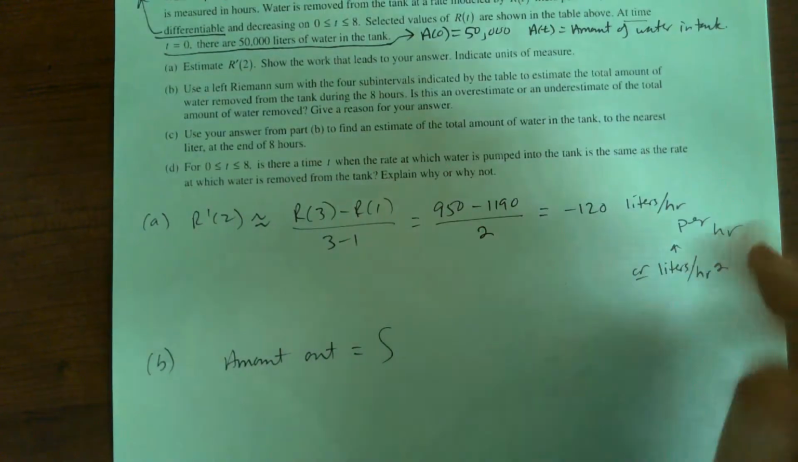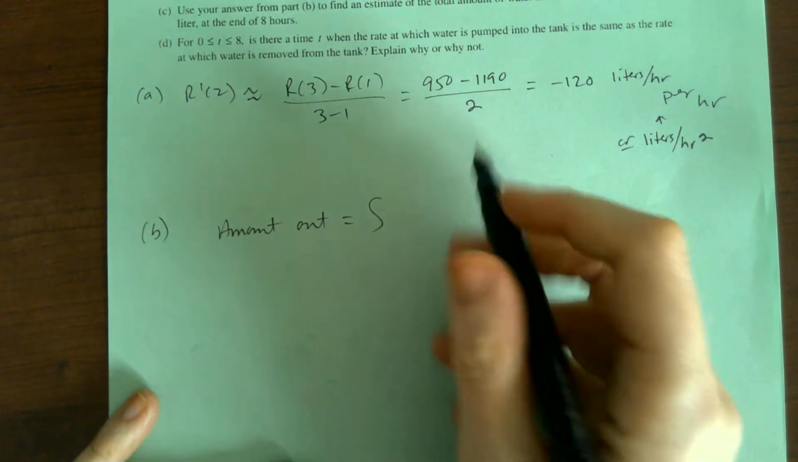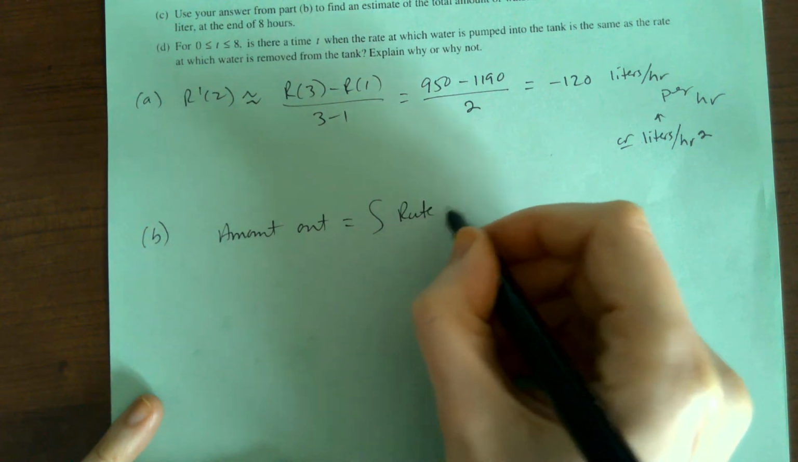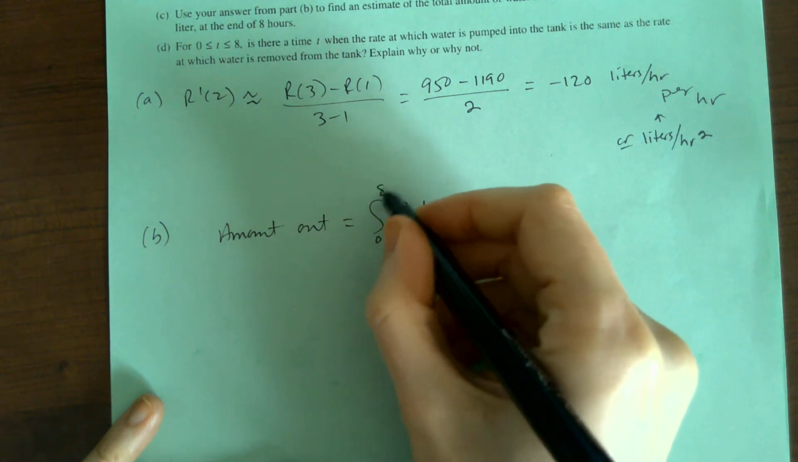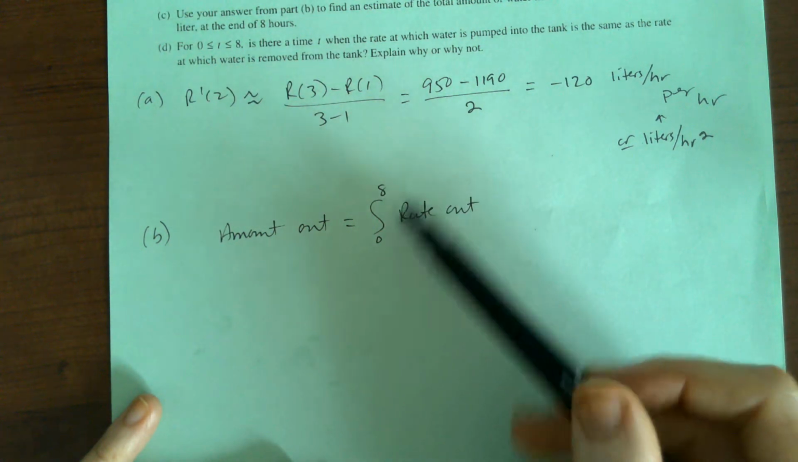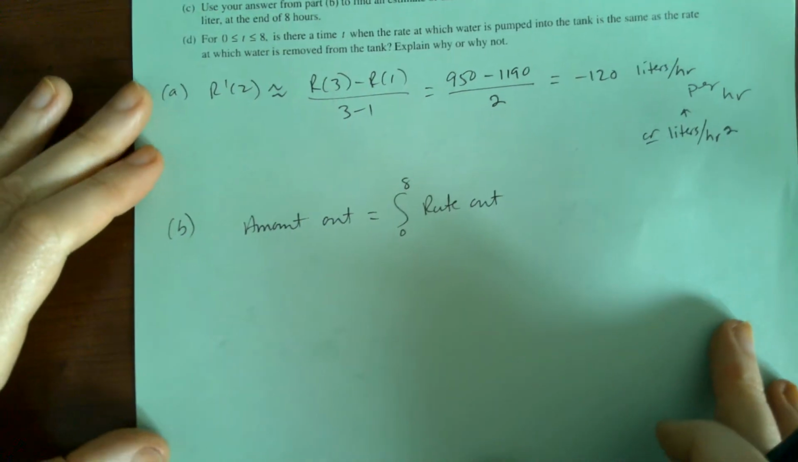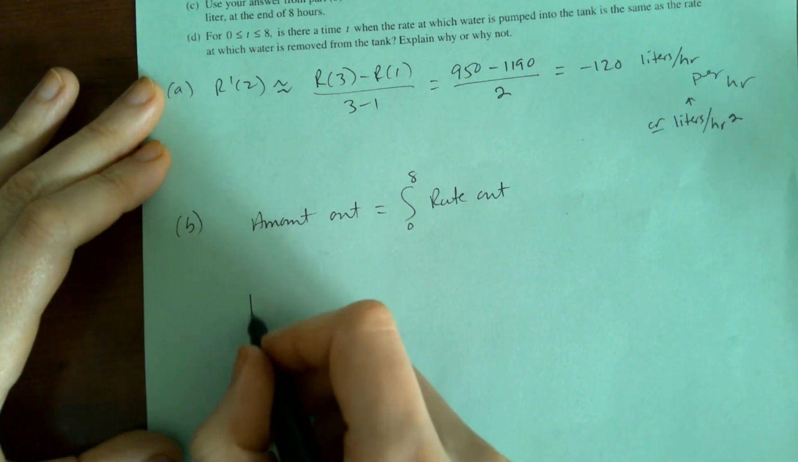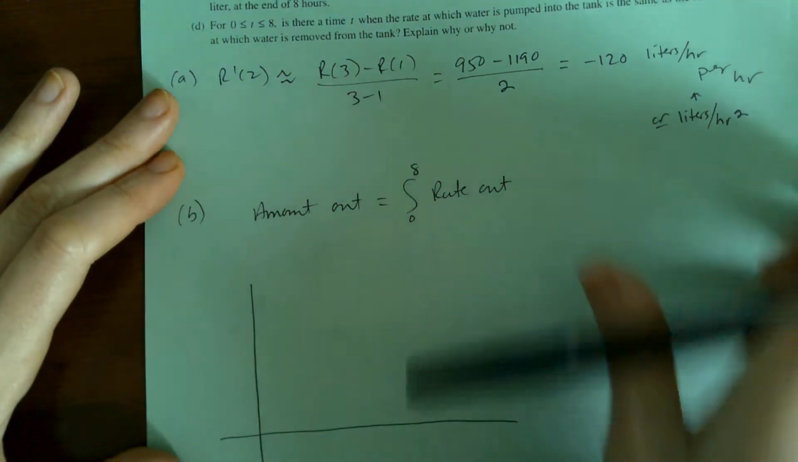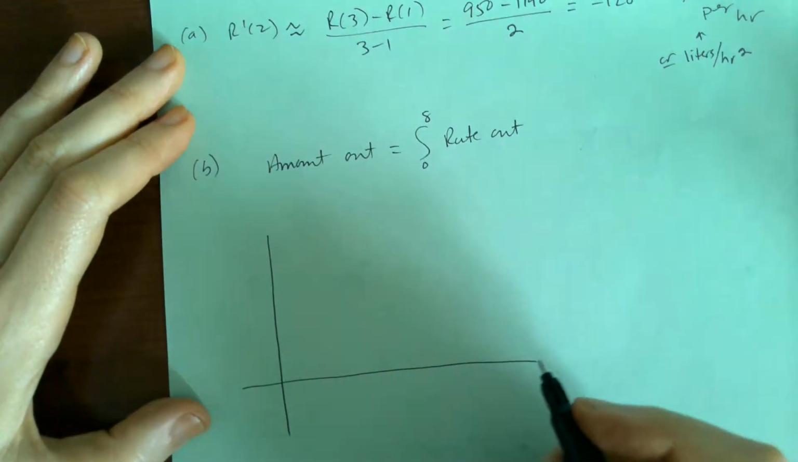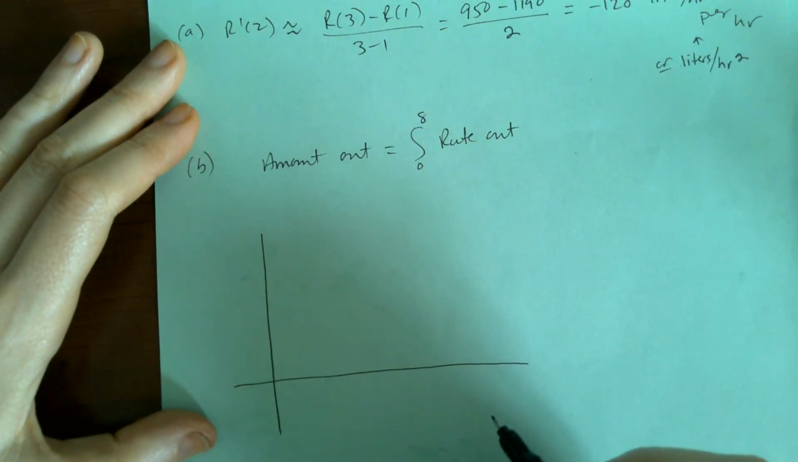Integral of the rate out. And it's going to be from 0 to 8. And remember, a definite integral, that's the area under the curve. So I'm going to draw a picture. And the picture is optional if you already know what's going on.